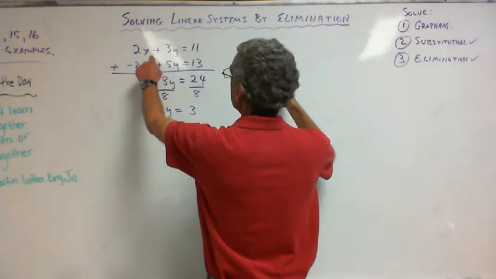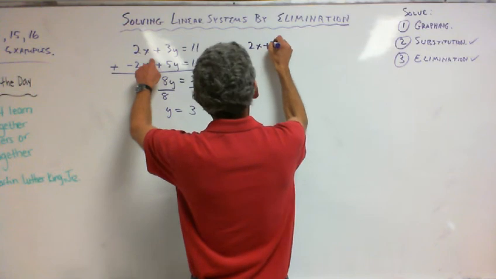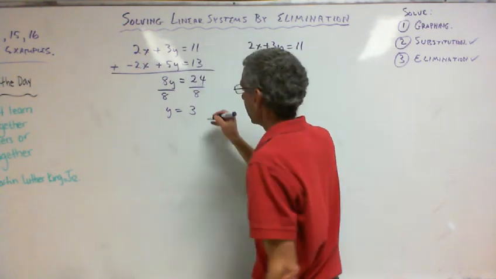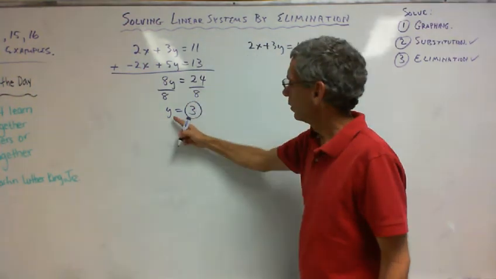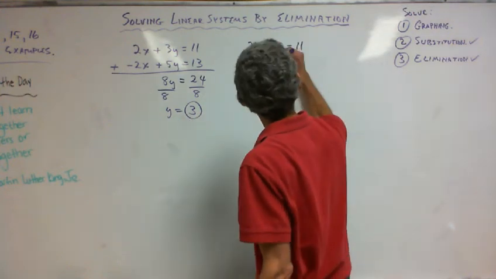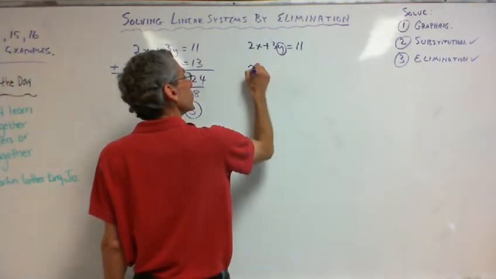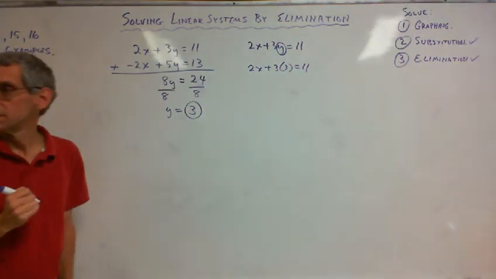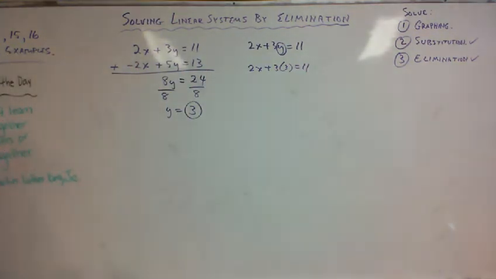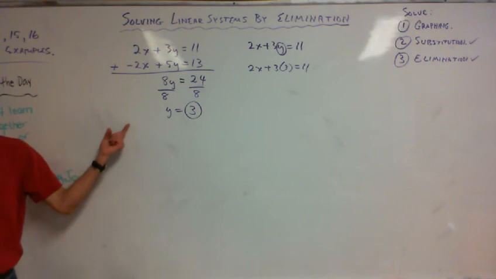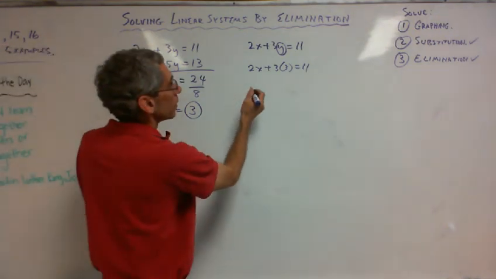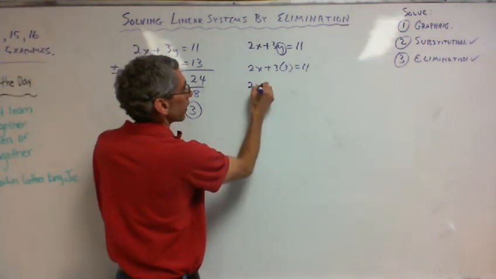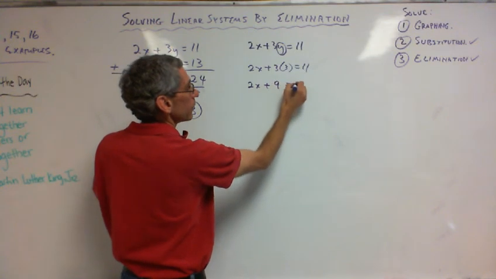So I'm going to choose this one. I'm going to rewrite this equation: 2x plus 3y equals 11. And I am going to substitute 3 in for y. So that is now going to become a 3. 2x plus 3 times 3 equals 11. You with me? You writing this down? Make sure you have all this written down, because this is going to be homework tonight. You're going to have to do this. So now that gives me 2x plus 9 equals 11.